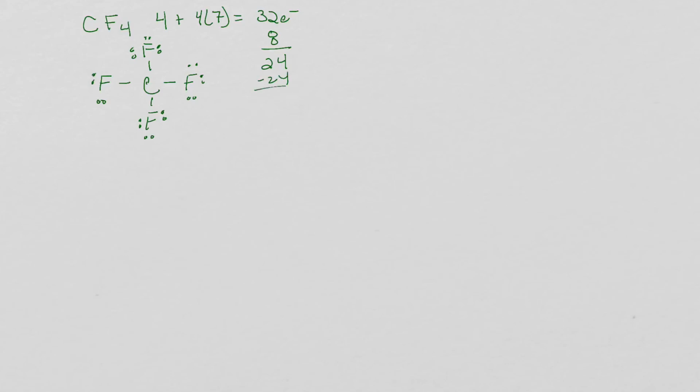So 24. So we've used all of our electrons. We check to see, does carbon have an octet? Yes, it does. So everything has an octet. So we have our Lewis structure here.